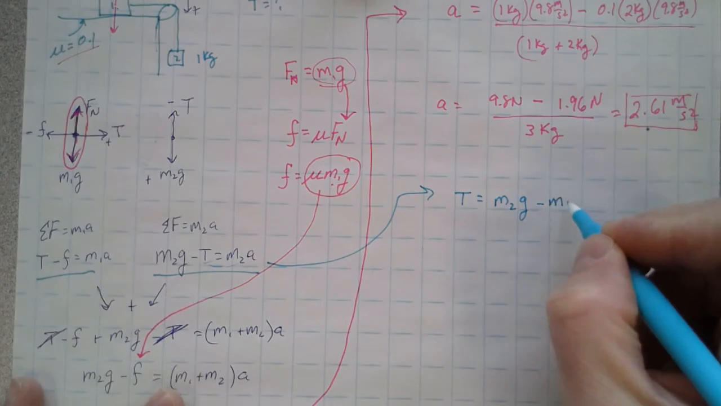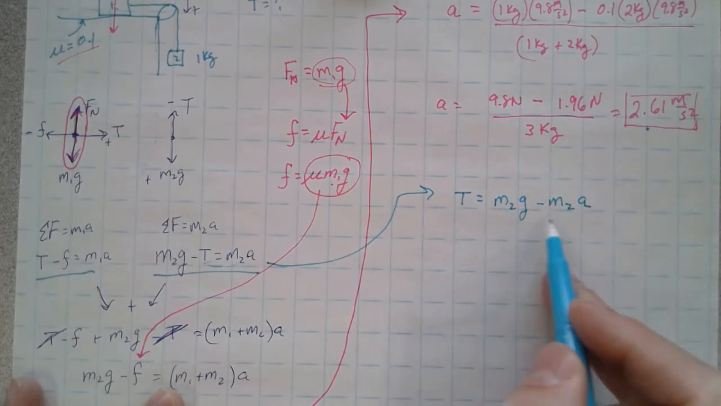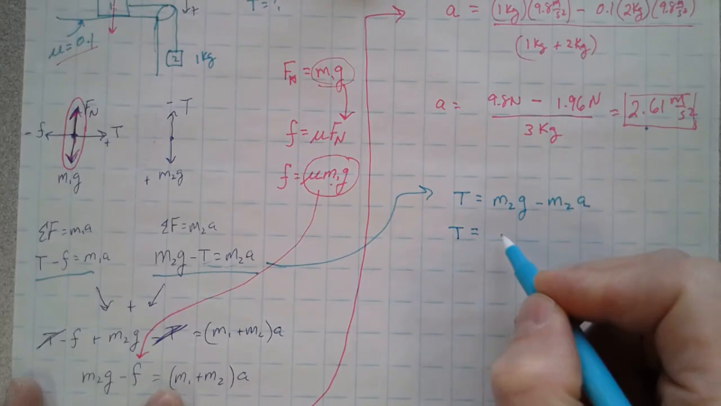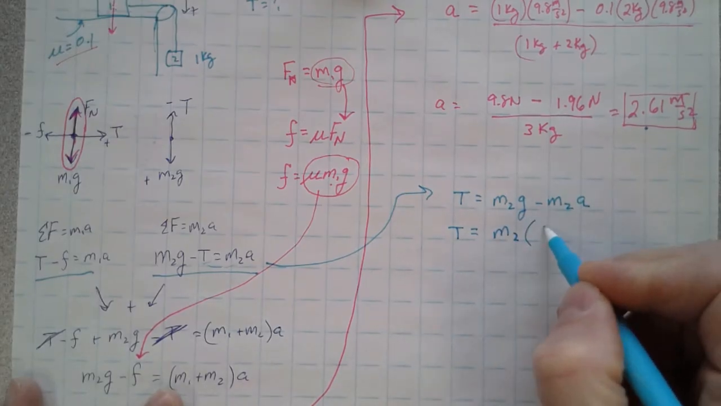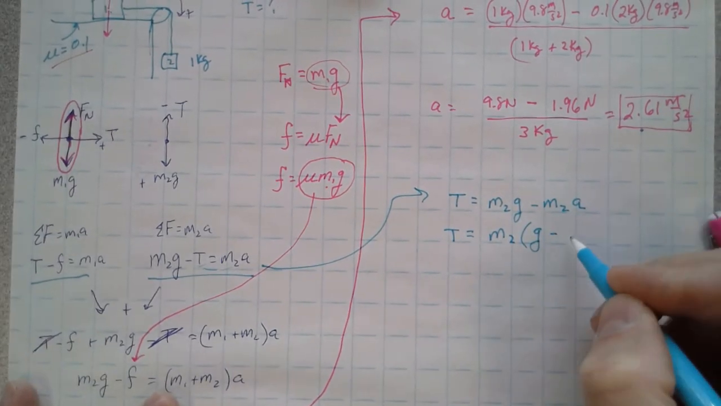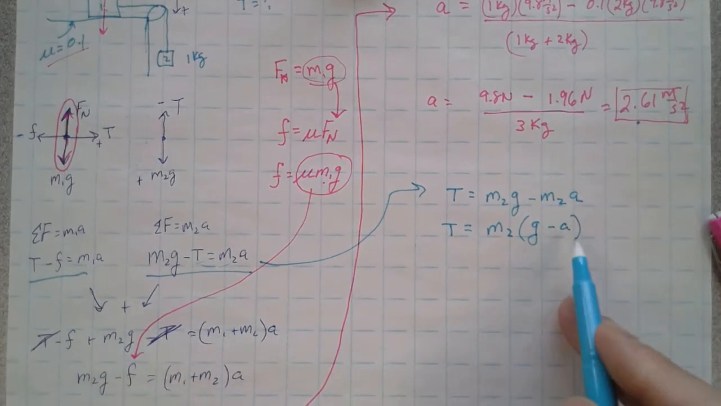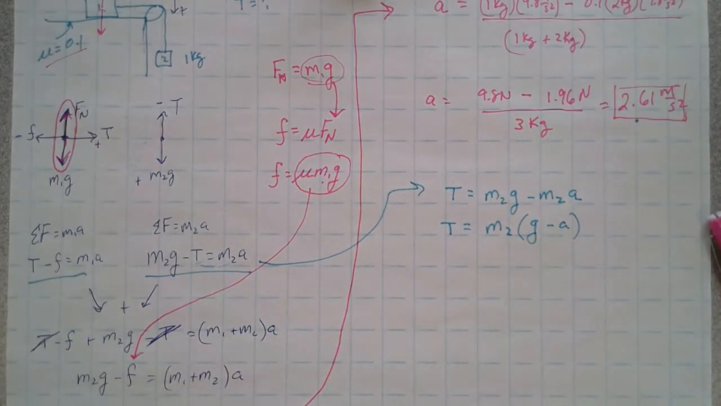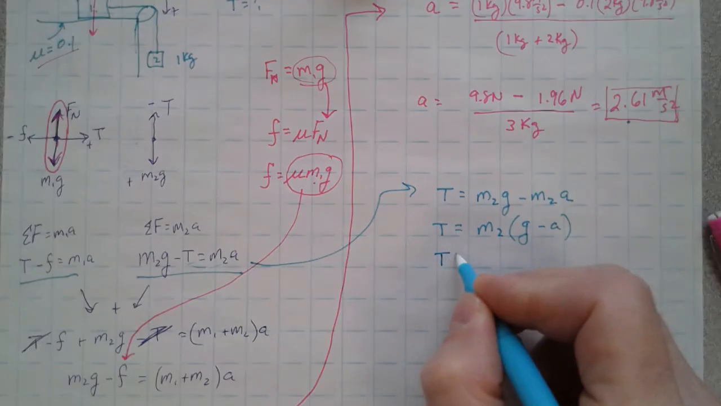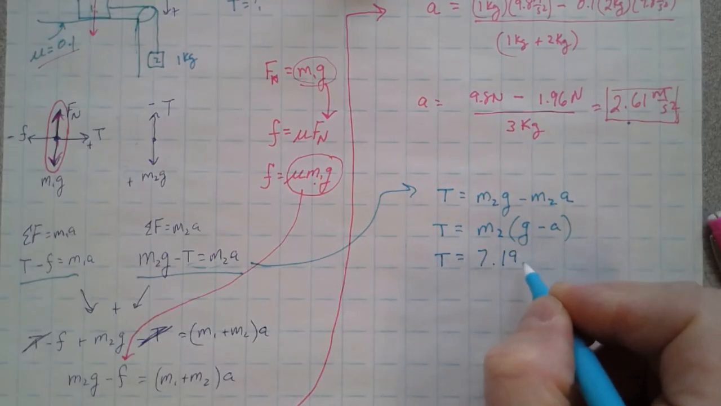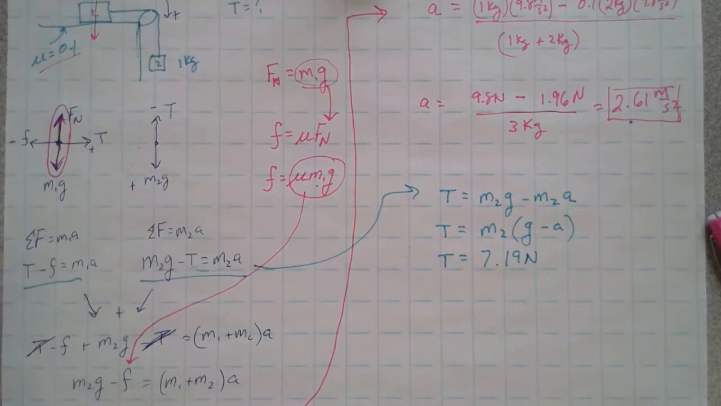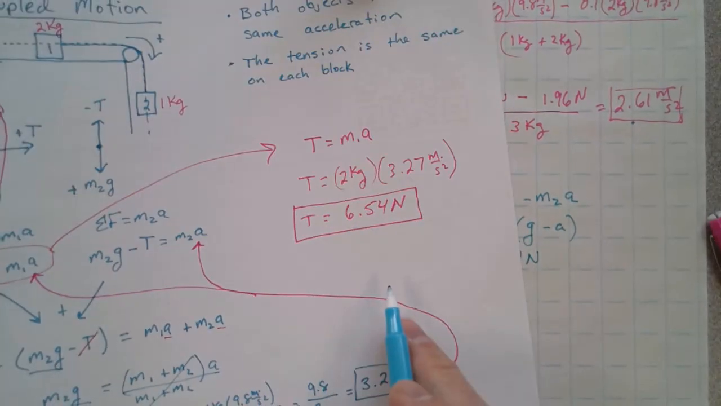M2G minus M2A. And you can see that, maybe think about it this way. You can factor out the M2. So it's really a difference between the acceleration rate of gravity and the acceleration rate of the system that determines what the tension is. So we have 9.8 minus 2.61. Multiply that by mass 2, which is 1. We get a tension of 7.19 newtons. And that should be greater than what we got before, which it is.